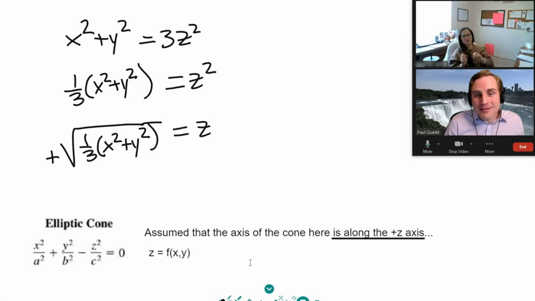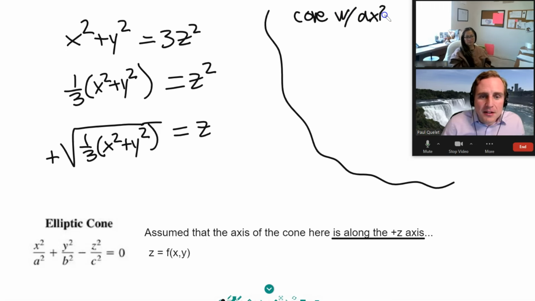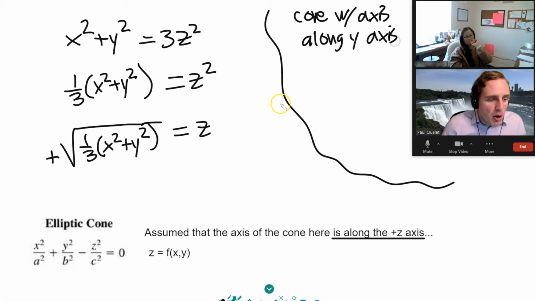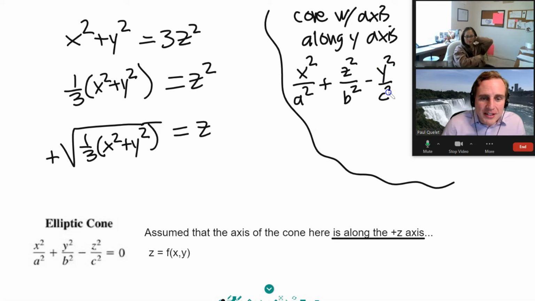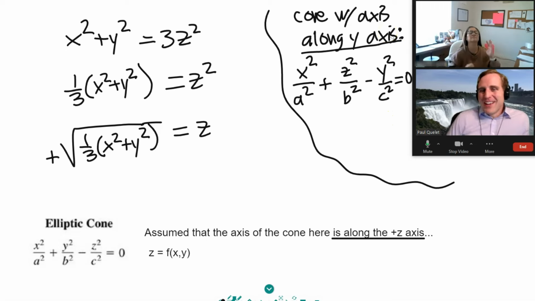Now, could it be done? Yes, it could. But the equation would be like the axis along the y-axis. I suppose it would be x squared over a squared plus, let me get this right, z squared over b squared minus y squared over c squared equals 0. See how I got that? So the minus goes with the y because the axis is along y. The cone would be like this. Right, it would sort of be sideways, yeah.